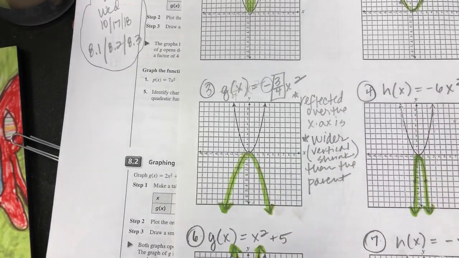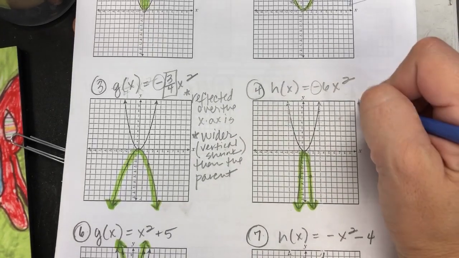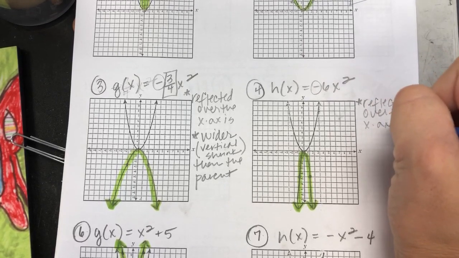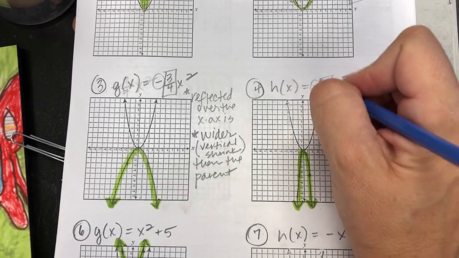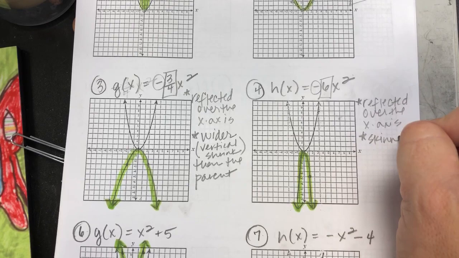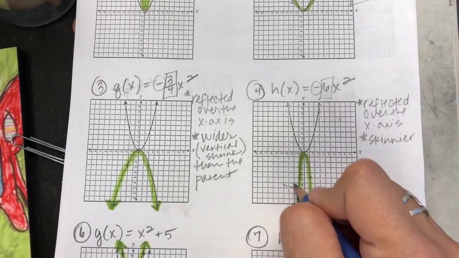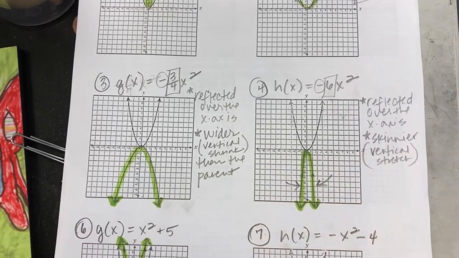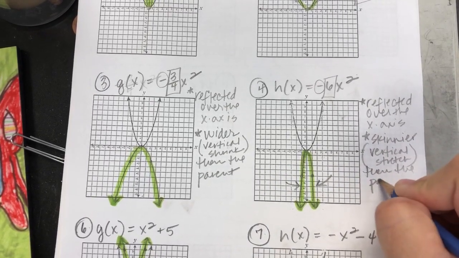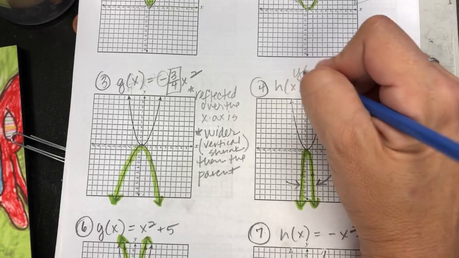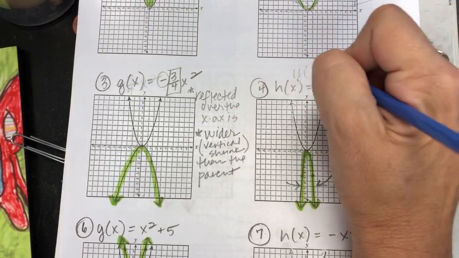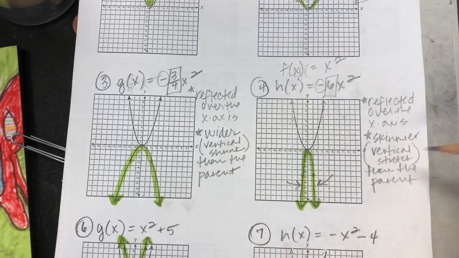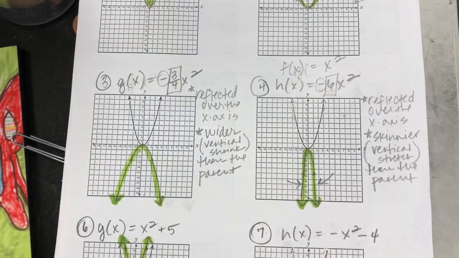Number 4 is similar in that it's got the negative out front. That negative is making it reflect over the x-axis. And then the 6 is actually making it skinnier than the parent, or a vertical stretch. It's stretching towards the y-axis. Vertical stretch. Skinnier than the parent. So notice that whatever difference our function has from the parent, the parent is x squared, f of x equals x squared, or whatever we want to call it. Anything beyond the x squared needs to be discussed in your comparison. The negative makes it flip, the 6 makes it skinnier.